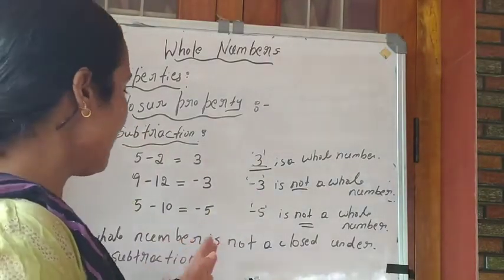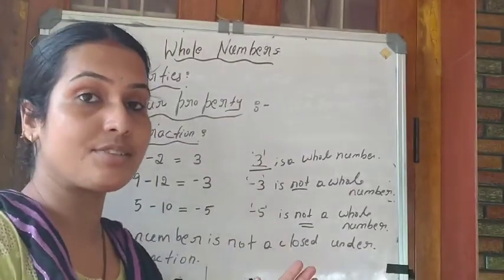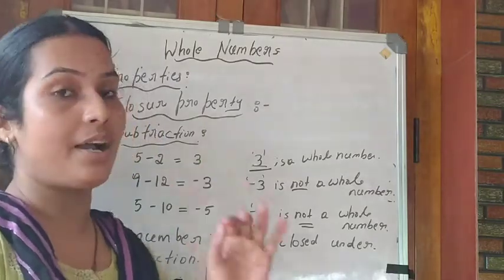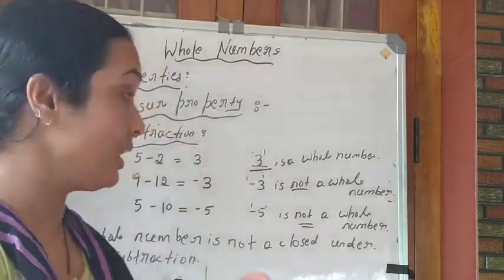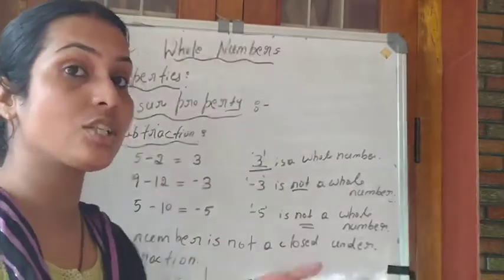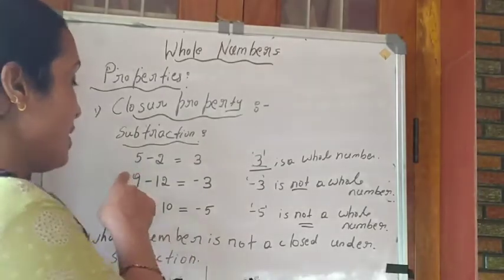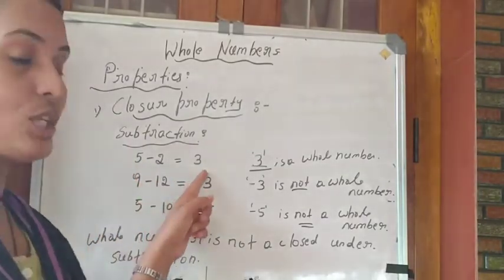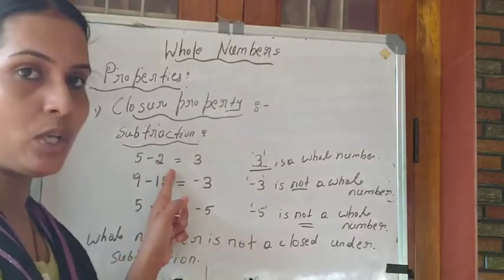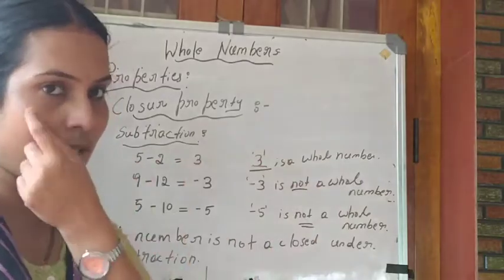So just now we learned that whole numbers are closed under addition. Similarly, is the whole number closed under subtraction or not? We can discuss by some example. See here, 5 minus 2 is equal to 3. Here 5 is a whole number, 2 is a whole number, and even 3 is a whole number.